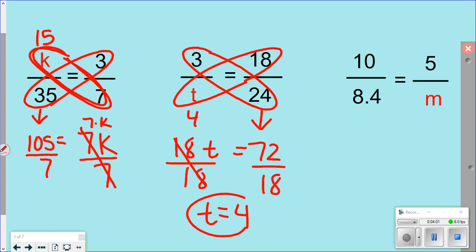You can have decimals in proportions, that's fine. You still solve the same way. So why don't you go ahead and try to solve that one.